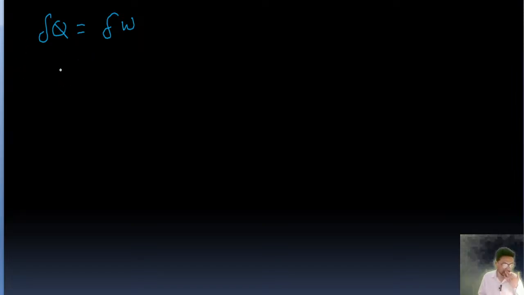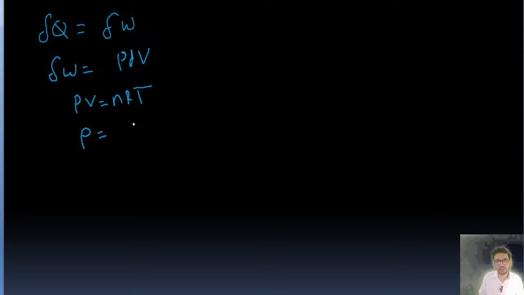So work done is going to be, since del W equal to PdV, right? And we know PV equal to nRT. This is the ideal gas equation, right? From here we can find P is going to be nRT upon V. So del W is going to be equal to this one, the P value we will put in, right?